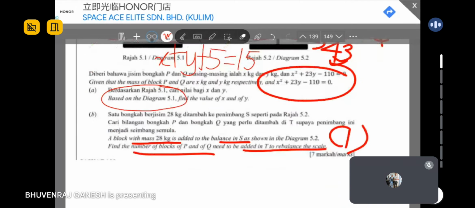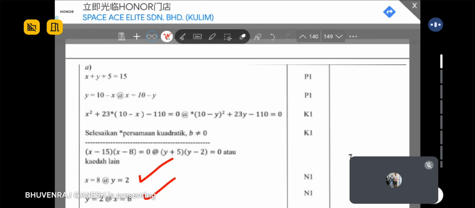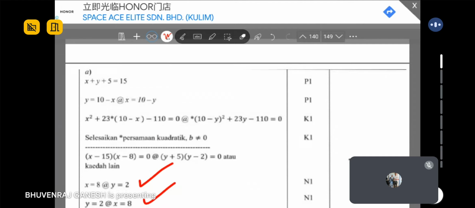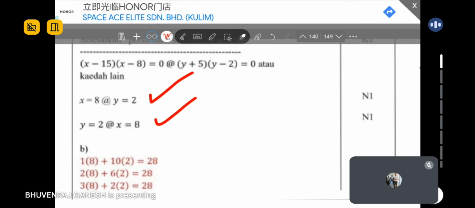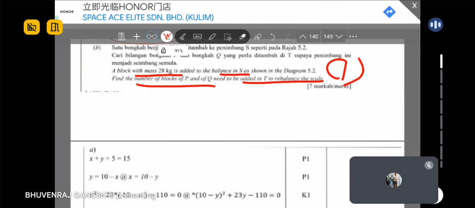Okay, so how? Based on your answer just now, you already get X equal to 8, Y equals to 2. Betul? Okay, so you can direct use this equation. Boleh guna persamaan ni. Okay, so you got 3 possibility. Okay, boleh jadi 1, 10, 2, 6 atau 3, 2. Okay, so these are the combinations guys. 1, 10, 2, 6 and 3, 2. Alright? Do you all understand? So got many answer. Ada beberapa jawapan kat sini. Berapa blok kena ada untuk P dan Q.